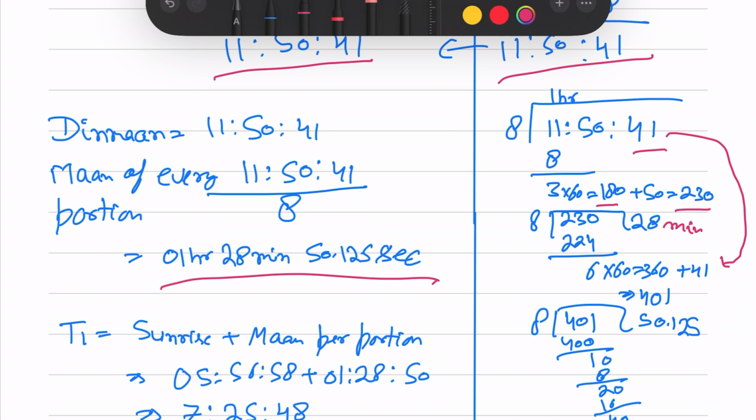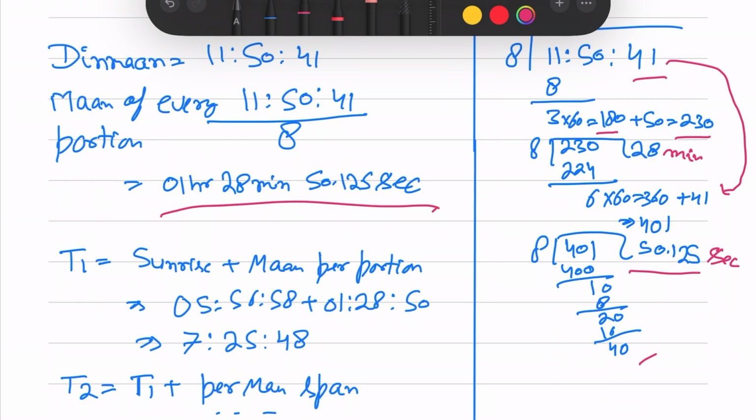Now one remainder, we attach point, then 10, then so on. So it is 50.125 seconds. So we have written this value. So first now we'll get the T1. T1 is sunrise plus Man per day. So I have rounded it to 50 seconds. 05:56:58 plus 1 hour, 28 minutes and 50 seconds. So we get T1 as 7:25:48.